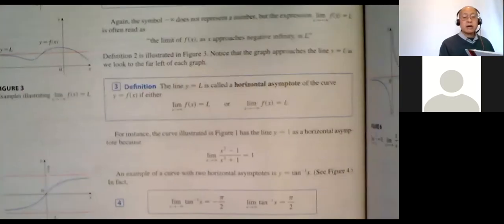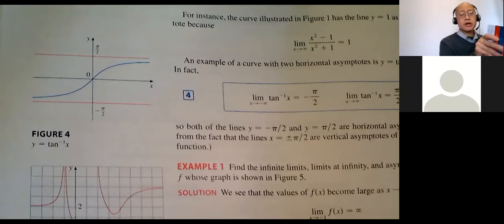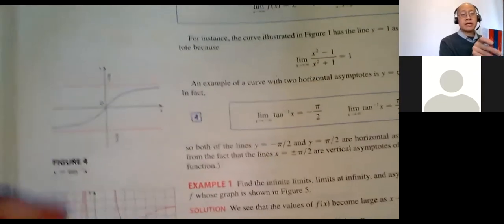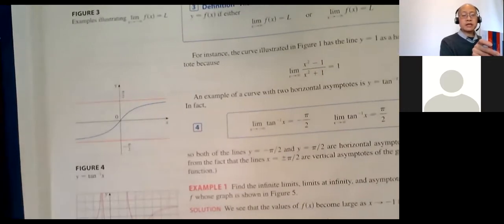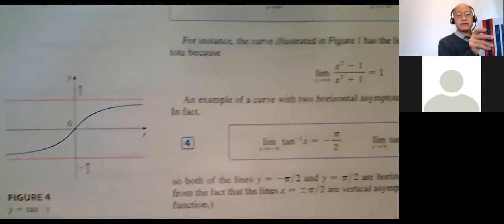Okay, here's a graph. You actually may want to know this. You're going to see this quite a bit in this class and also Calc 2. The inverse tangent function. It's nice to know this function. Inverse tangent looks like this. It's bounded by pi over 2 and negative pi over 2.